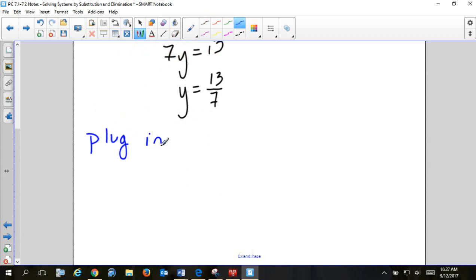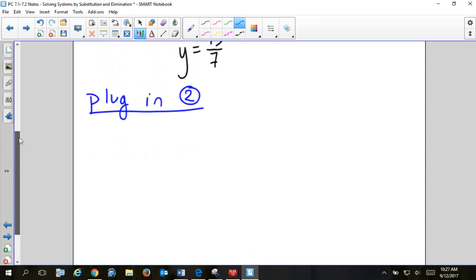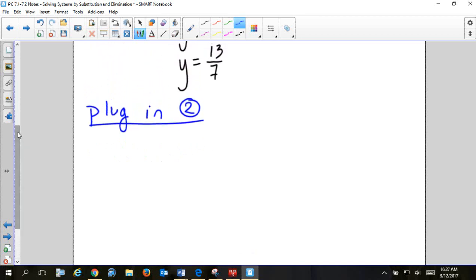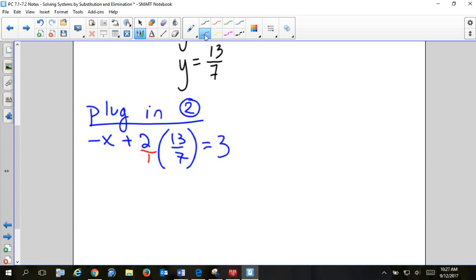Which equation would you like to plug in 13/7 for y? Which equation? 2? Okay. So we'll plug in 13/7 into 2. So we have negative x plus 2 times 13/7 equals 3. So to multiply fractions, we put 2 over 1. To multiply fractions, you go straight across. We have negative x plus 26/7 equals 3.